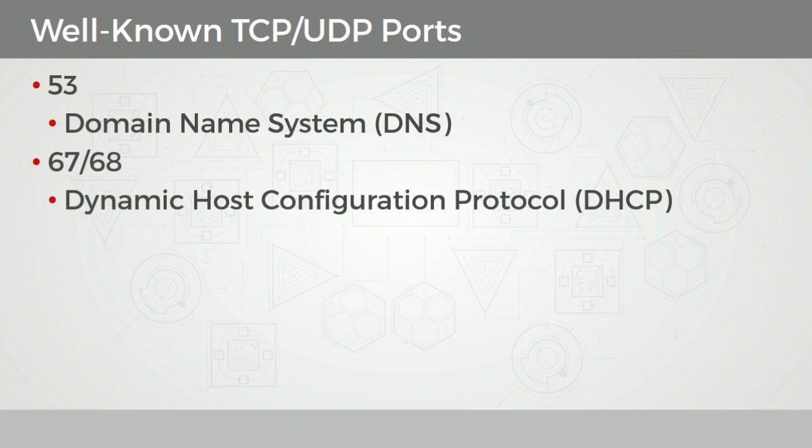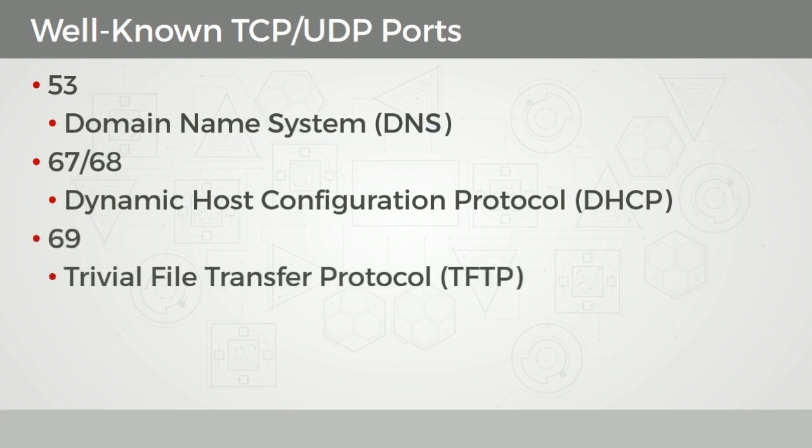DHCP is the Dynamic Host Configuration Protocol that is going to lease out IP addresses and other option information to those network clients. The DHCP server operates on UDP port 67, and the DHCP client operates on UDP port 68. 69 is the Trivial File Transfer Protocol. This is going to be using UDP, and it's UDP 69. We often use TFTP to download configuration files for routers and switches and firewalls.